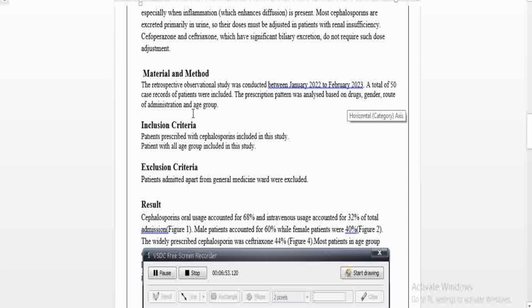The retrospective observational study was conducted between January 2022 to February 2023. A total of 50 case records of patients were included. The prescription pattern was analyzed based on drugs, gender, route of administration, and age group. That is what all the charts that I showed you, okay? So retrospective, because there are different kinds of studies. It can be either retrospective, or it can be prospective, or it can be cross-sectional. Okay, that is 3 types.